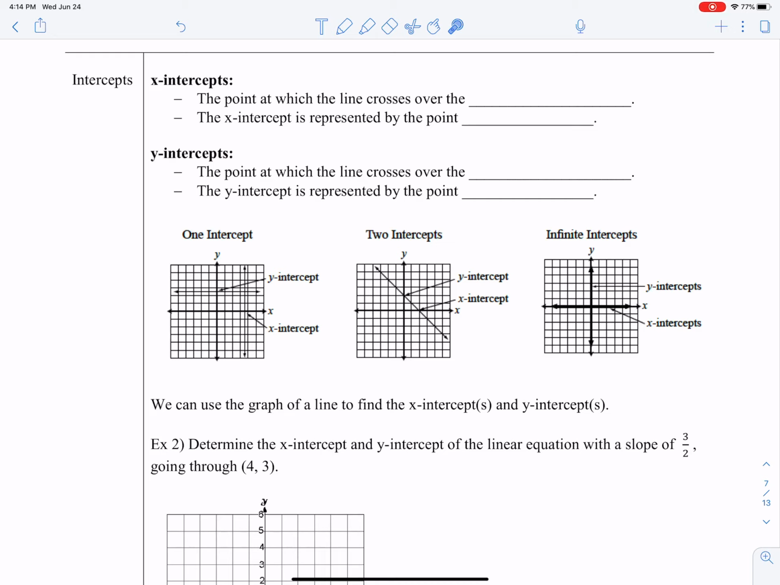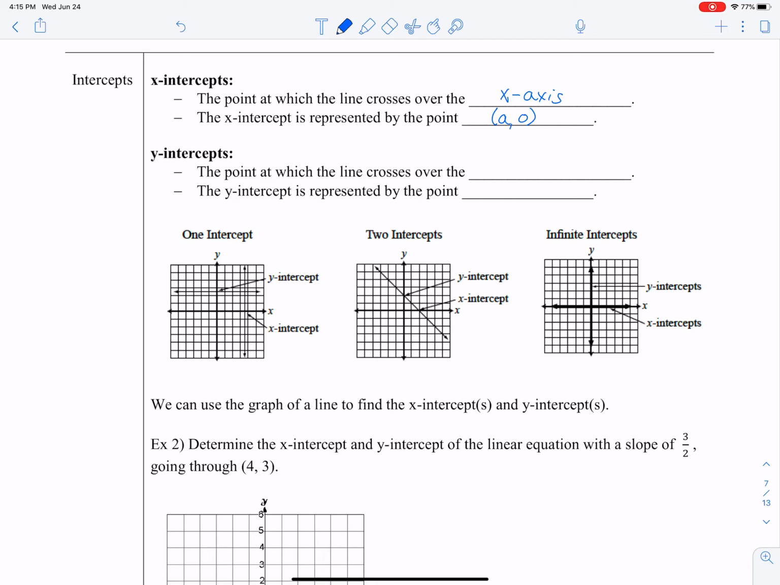The x-intercept is the point at which the line crosses over the x-axis. The x-axis is this one, usually labeled with a little x next to it. So here, this point where it crosses over is represented by a point (a, 0), a meaning any number.